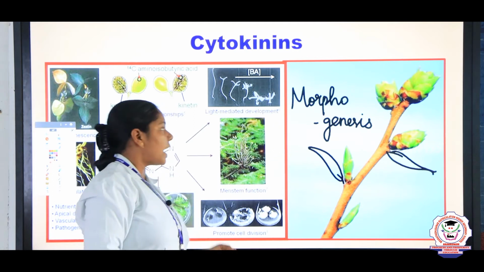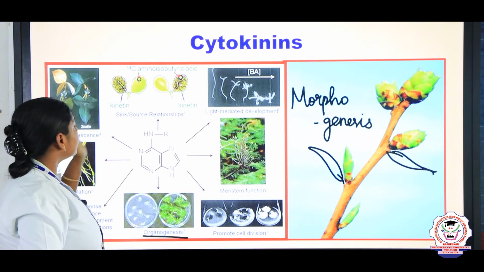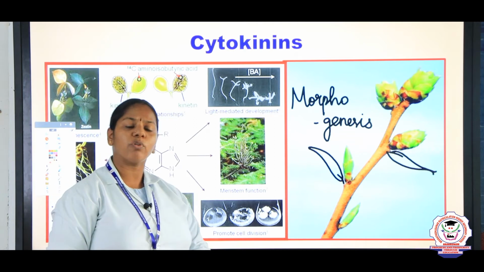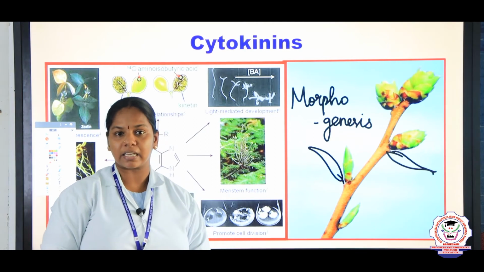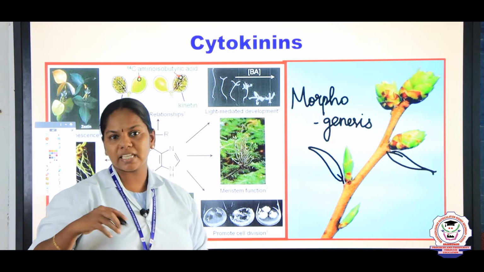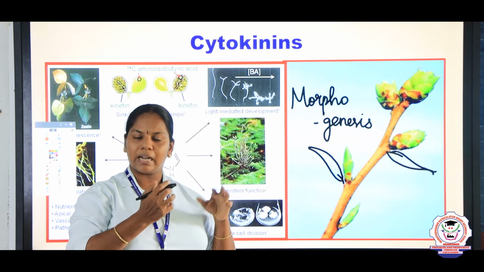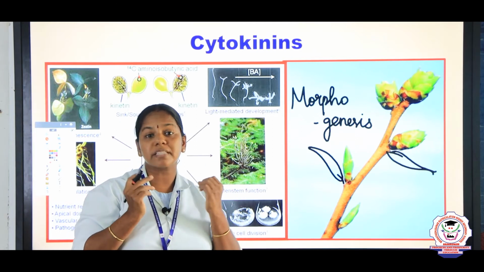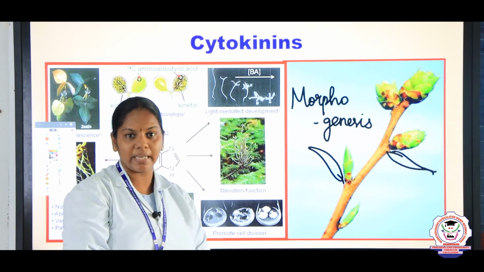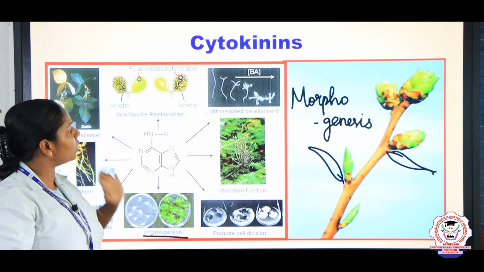One more important function is that it is responsible for delaying senescence. Actually, what is senescence, children? Biological aging. We human beings also attain biological aging after 45, right? Likewise in plants, just imagine a leaf. After it matures, it becomes yellowish, loses its chlorophyll and later gets detached from the mother plant. That is delayed by cytokinins.